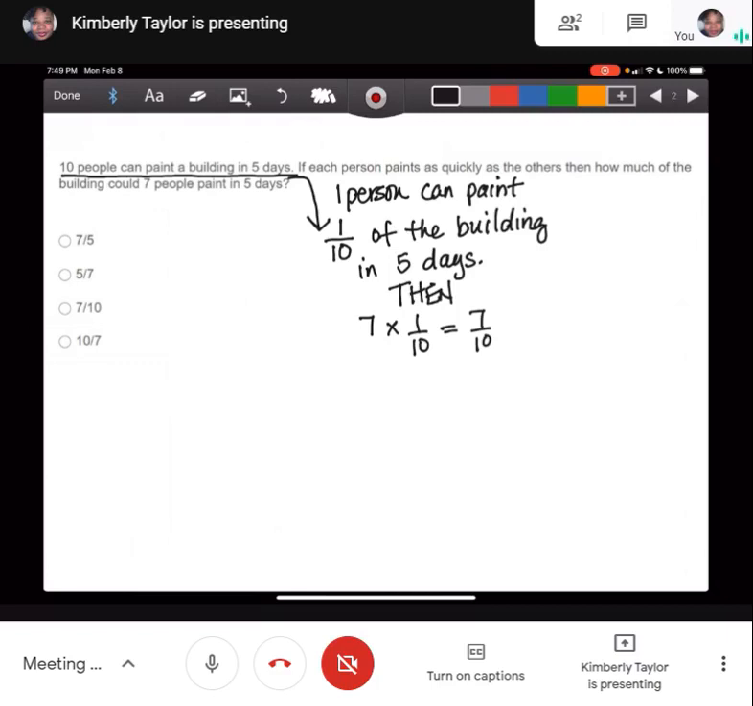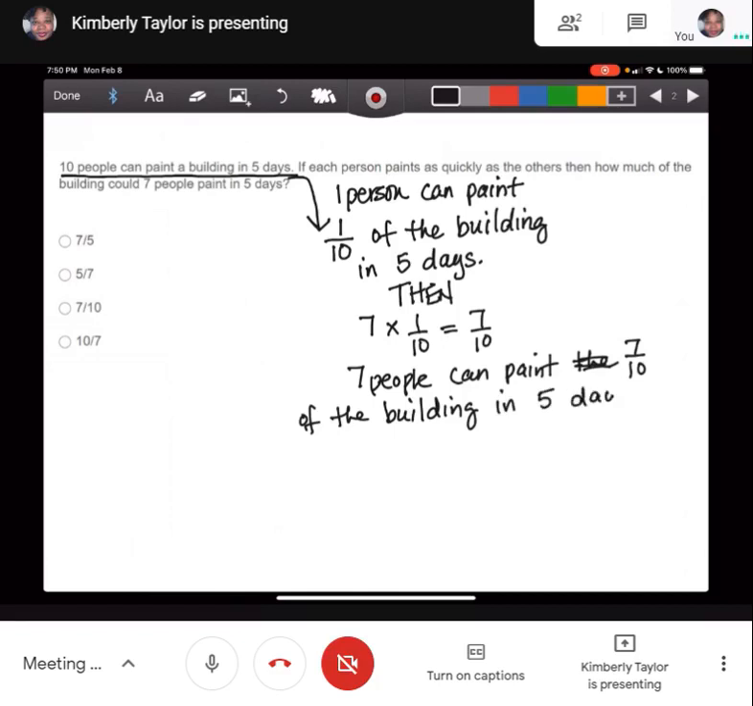So 7 people can paint, or not paint the building. Seven people can paint 7/10 of the building in 5 days. Let's say it like that. Okay, so this answer would be here, 7/10. Okay, let's go to the next question.